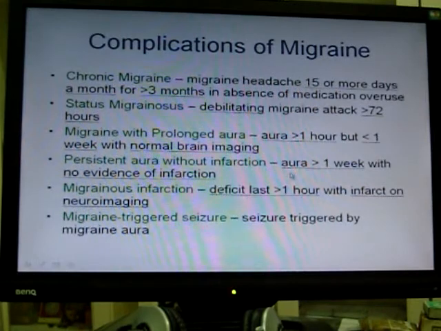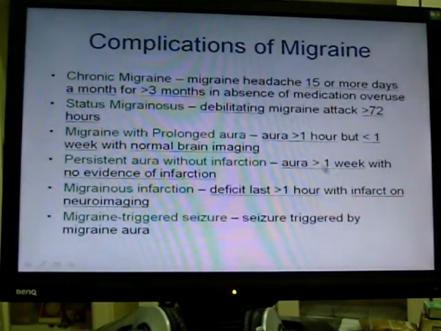If there's no infarct on imaging, then whether it is less than 1 week or more than 1 week. If it's less than 1 week, it's migraine with prolonged aura. If it's more than 1 week, it's persistent aura without infarction. Migraine triggered seizure is where you get a seizure triggered by your migraine aura.